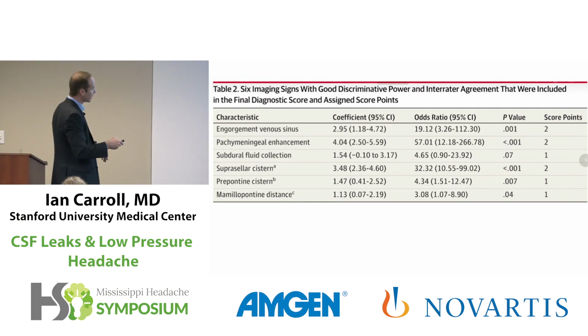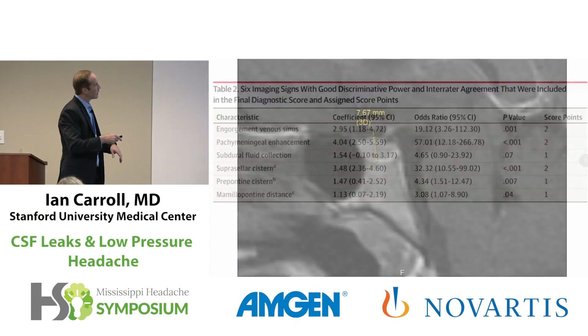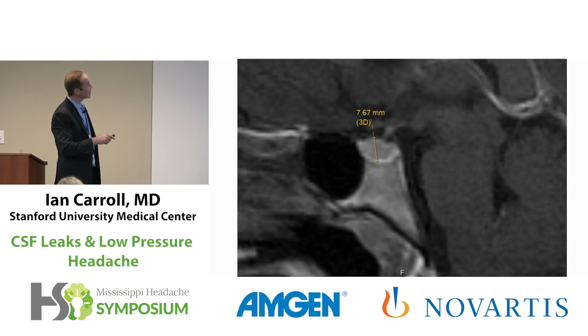In other words, this patient would have met criteria for suprasellar distance, which should be greater than 4, but here is only 2.6. Mammillopontine distance should be greater than 6.5. It's only 6.2 here. And prepontine distance should be greater than 5.